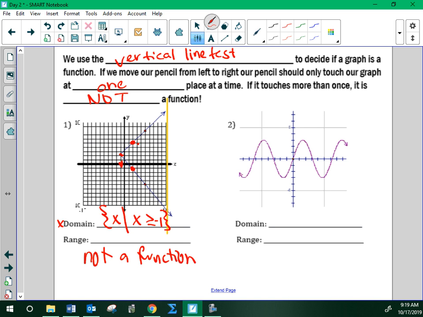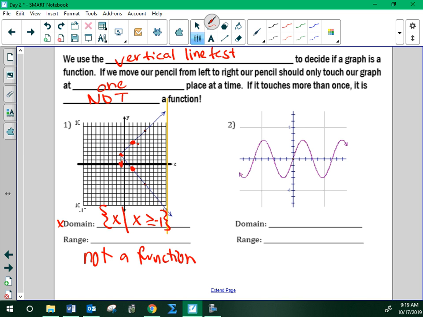We can look, we have -1, we have 0, we have 1, we have 2, we have 3, 4, 5, but we also have 1.2, we have 1.9. So we just say everything bigger than or equal to -1.